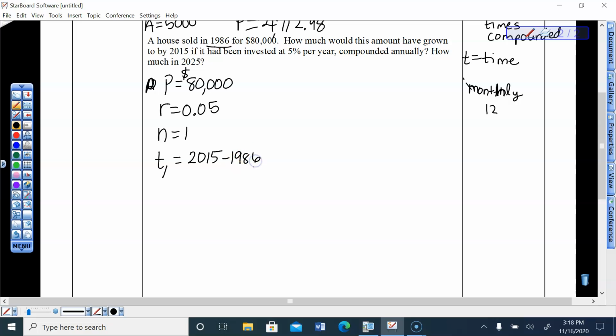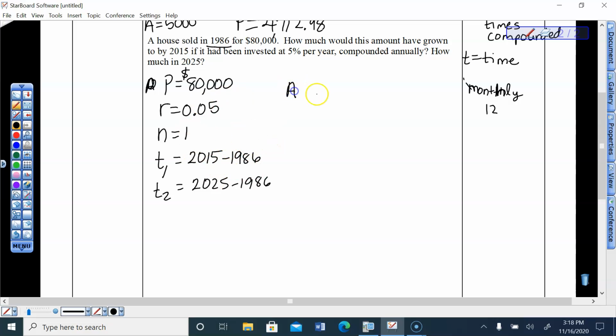I'm actually not going to calculate that. I'm just going to plug it in the calculator. I'm going to show you how to do that right now. For time 2, you're going to do 2025 minus 1986. So how many years have passed? And we want to know how much is in the account.